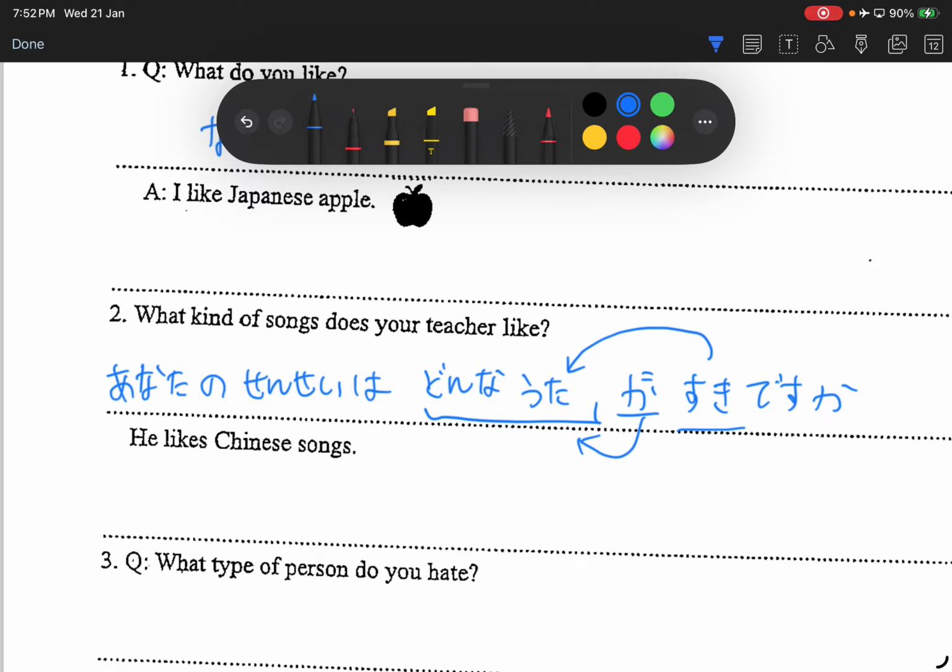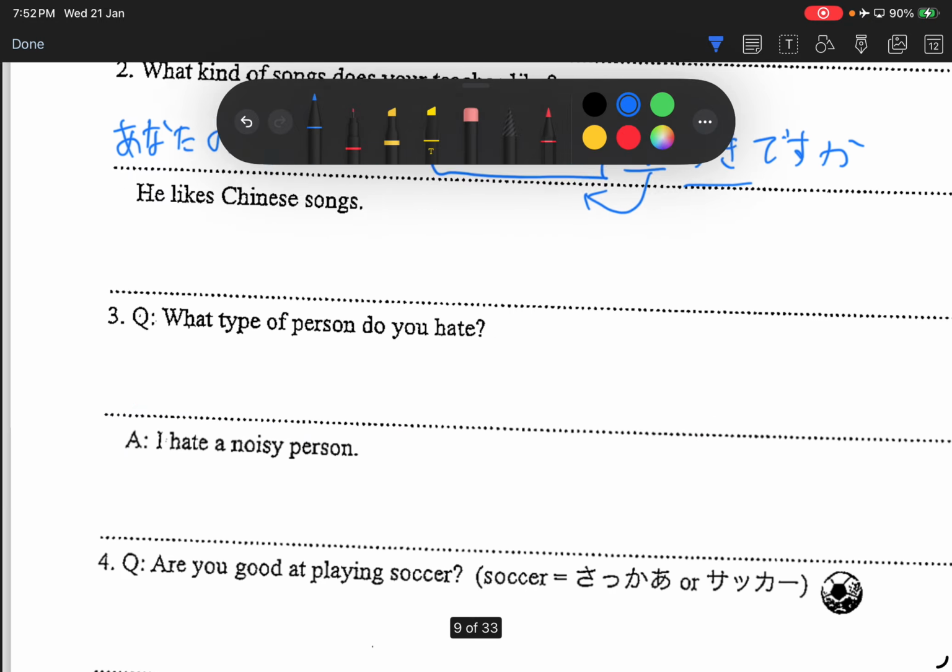Alright, anata no sensei wa. The whole thing is about your teacher, so anata no sensei wa is the subject. Wa donna uta ga suki desu ka? Guess Jin-kun, he likes Chinese songs. 彼は中国の歌が好きです。Okay, very good. Okay, number 3.